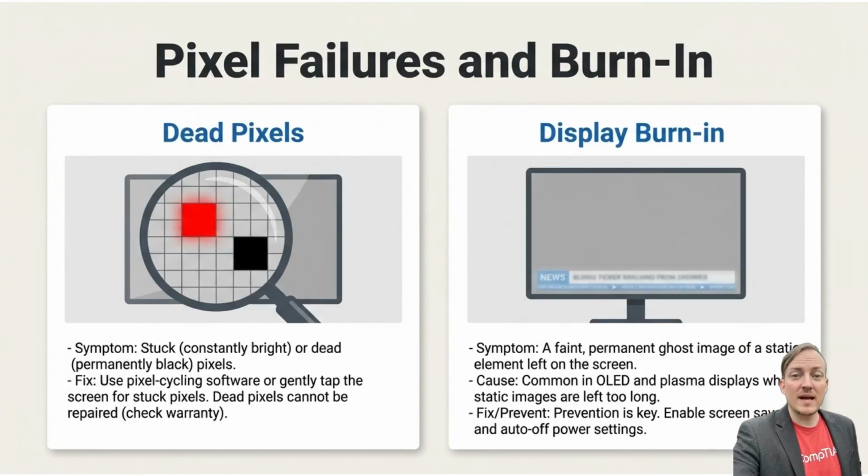Let's look closer at the pixels. A stuck pixel is constantly bright, while a dead pixel is permanently black. You can sometimes fix a stuck pixel with pixel cycling software or a gentle tap, but dead pixels cannot be repaired. You also need to watch out for display burn-in, which is a permanent ghost image left on the screen. This is common on OLED and plasma displays, so prevent it by enabling screensavers and auto-off power settings.